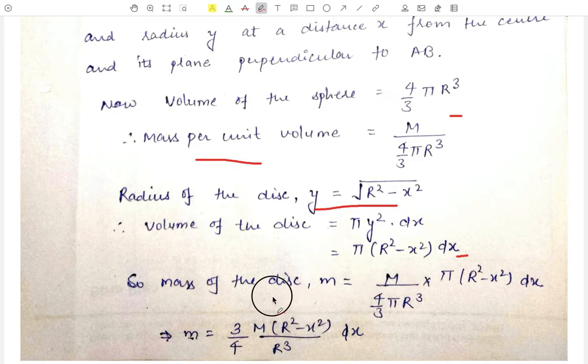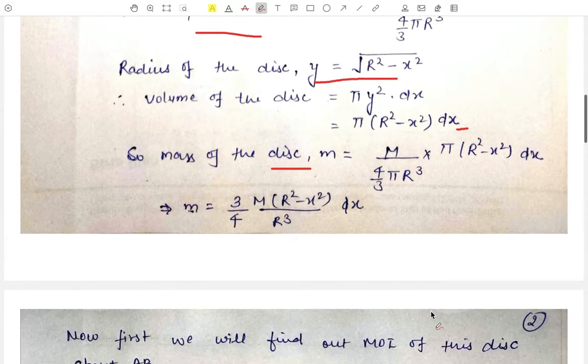Now the mass of the disk, that is small m, is equal to the mass per unit volume of the sphere, that is m upon 4 upon 3 pi r cube, into the volume of the disk, that is pi into r square minus x square into dx. Pi cancels out pi here. Upon simplification, we get the mass of the disk is equal to 3 upon 4 m into r square minus x square upon r cube dx.